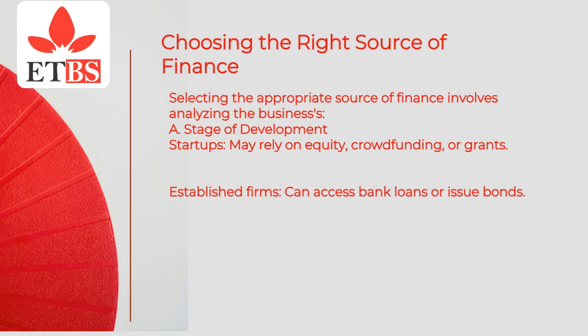D. Risk appetite. High-risk businesses may struggle to access debt. Equity investors may demand higher returns. E. Repayment capability. Businesses with steady cash flow can manage loan repayments. Unstable income may be better suited to equity. F. Control considerations. Entrepreneurs may avoid equity financing to retain control. Debt financing ensures control but increases financial burden.